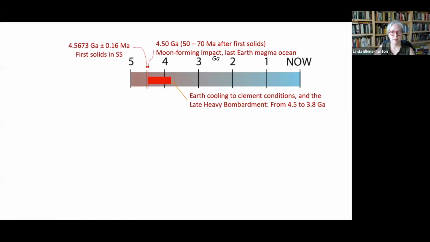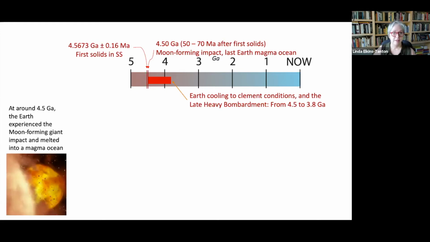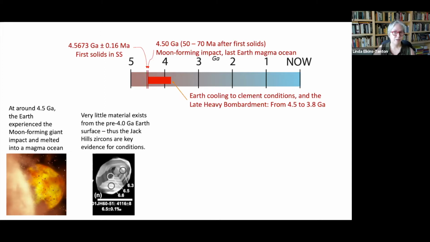Okay. The last time we were talking about Earth from about 4.5 to about 3.8 billion years ago. And around 4.5 billion years ago was the moon-forming giant impact on the Earth, which melted the Earth into a magma ocean. Very little material exists on the Earth that is dated to before 4 billion years. Thus, these Jack Hills zircons are key evidence for conditions on the early Earth.